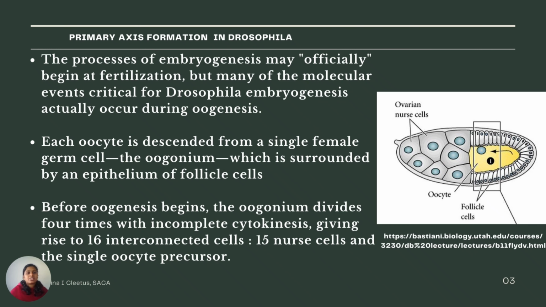As we all know, the process of embryogenesis may officially begin at fertilization, but many of the molecular events critical for Drosophila embryogenesis actually occur during oogenesis. Each oocyte is a descendant from a single female germ cell called the oogonium, which is surrounded by an epithelium of follicle cells. Before oogenesis begins, the oogonium divides 4 times with incomplete cytokinesis, giving rise to 16 interconnected cells, which include 15 interconnected nerve cells and a single oocyte precursor.